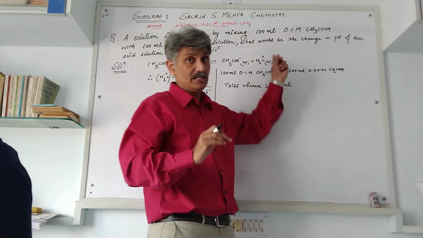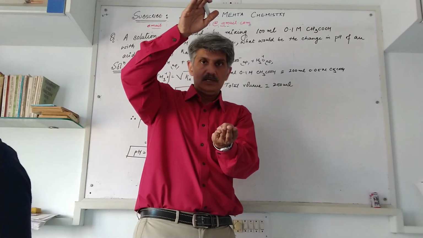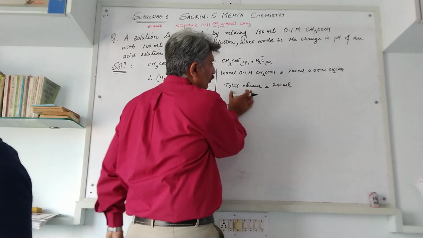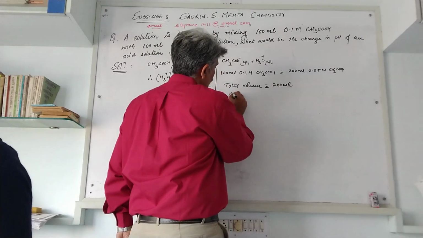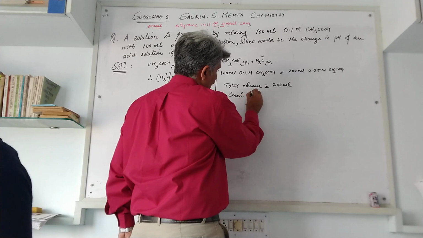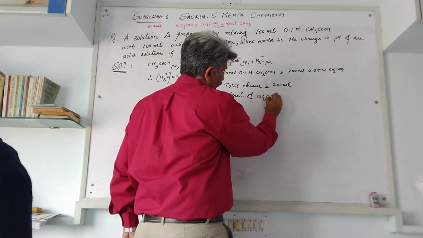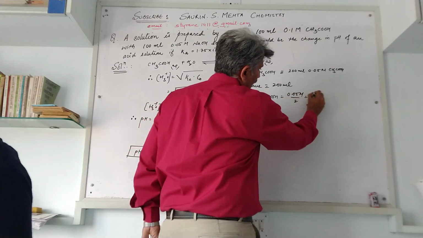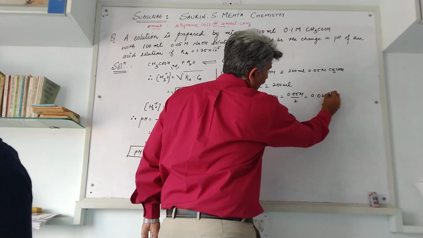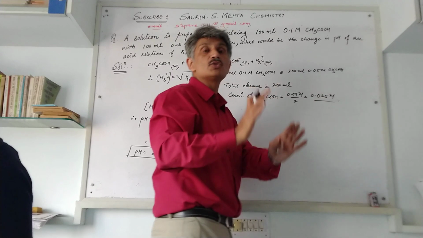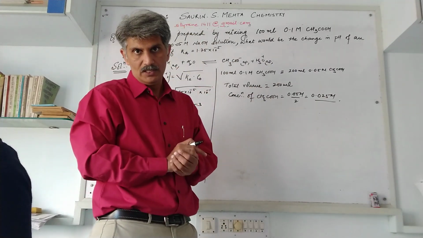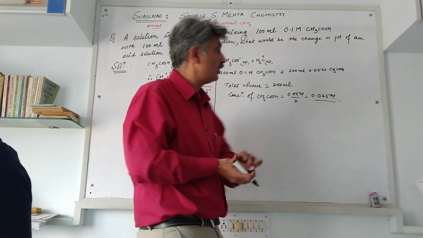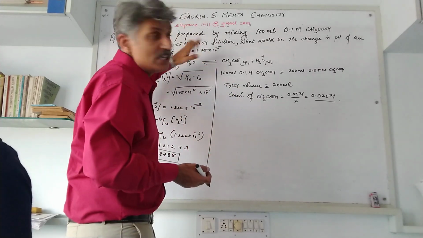Now as I said earlier, when volume gets doubled, concentration becomes half. So here for total volume when it is 200, the concentration of acetic acid will be half. Half of 0.05 molar will be 0.025 molar when the solution is formed. So this is the actual thing we need to understand, but that is not all. We have to find the change in pH.